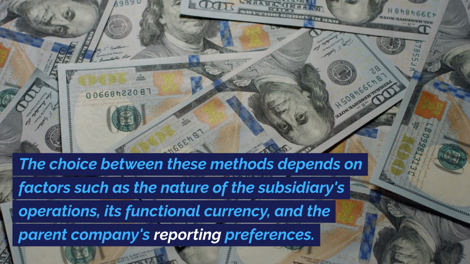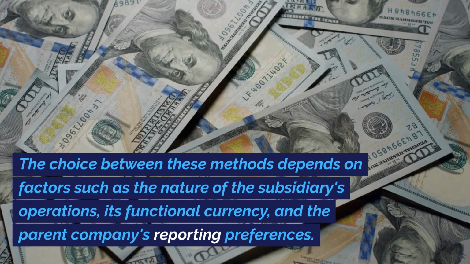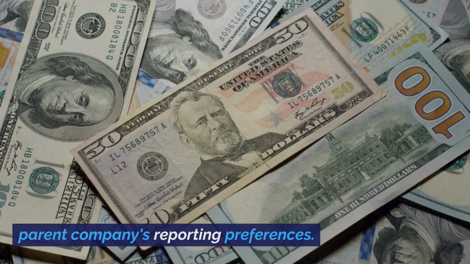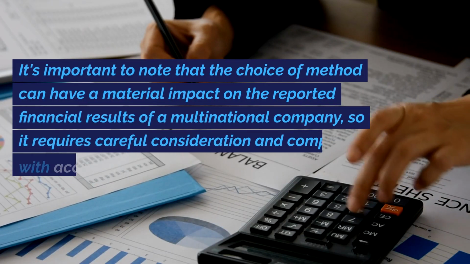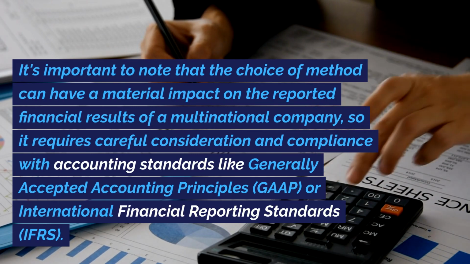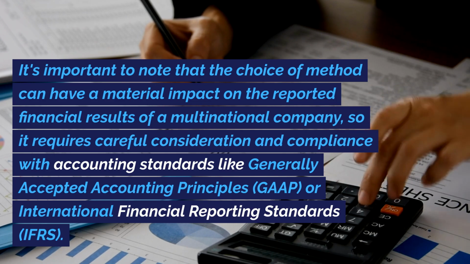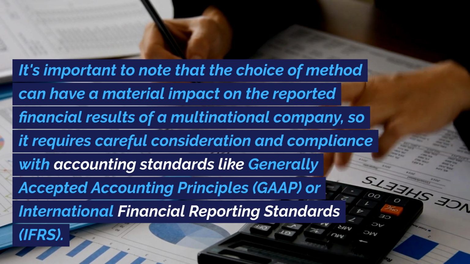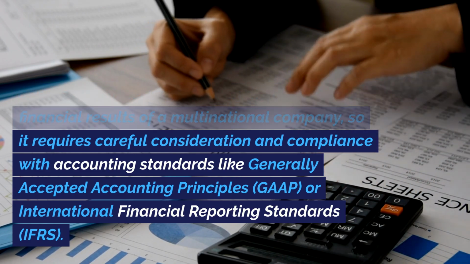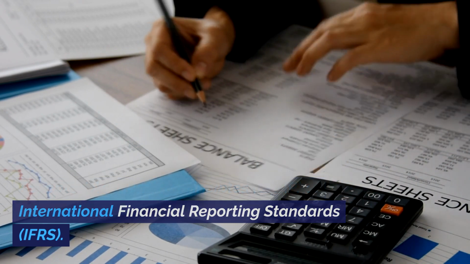The choice between these methods depends on factors such as the nature of the subsidiary's operations, its functional currency, and the parent company's reporting preferences. It's important to note that the choice of method can have a material impact on the reported financial results of a multinational company, so it requires careful consideration and compliance with accounting standards like Generally Accepted Accounting Principles, GAAP, or International Financial Reporting Standards, IFRS.